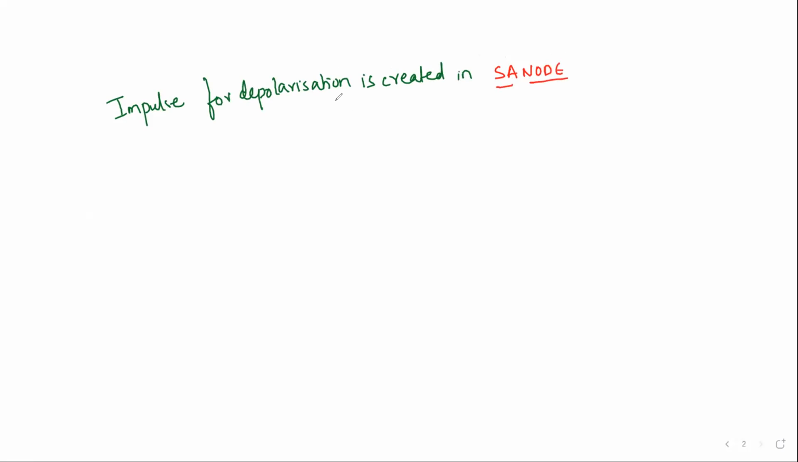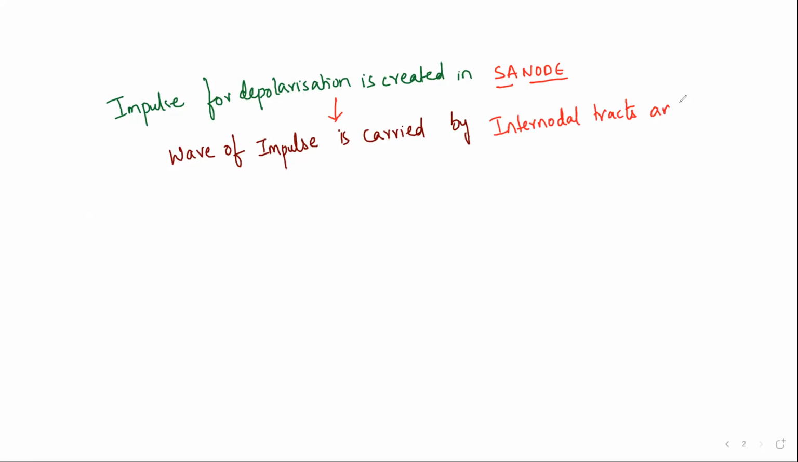Now the wave of impulse of depolarization is carried by the internodal tracts and their branches to the atrial myocardial tissue, the whole atrial myocardial tissue. Now they get depolarized.